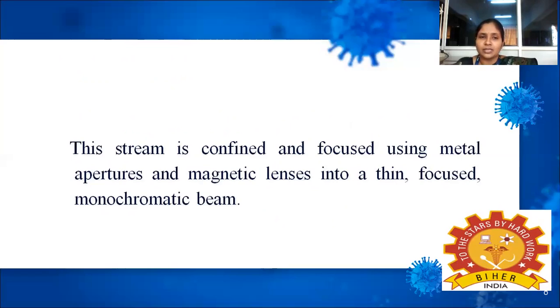into a thin focused monochromatic beam. So this is the main or basic difference we could observe between light microscopy and electron microscopy. In light microscopy, light is used as a source of energy. Light is made to fall onto the mirror. That mirror will capture the light source and transmit it to the condenser that is placed. Instead of that, here in electron microscopy, there are metal apertures and magnetic lenses. In light microscopy, the condenser acts to capture the light. Here, metal apertures and magnetic lenses collect the electrons and allow them to focus into a thin focused monochromatic beam.